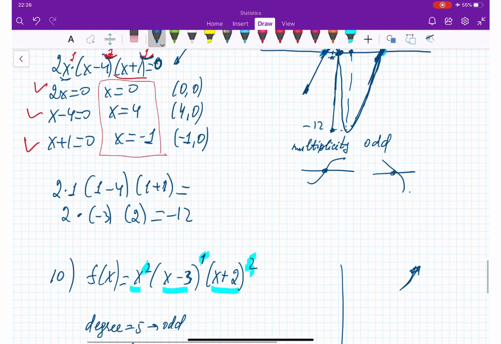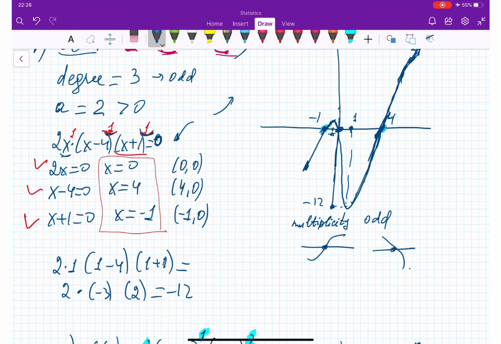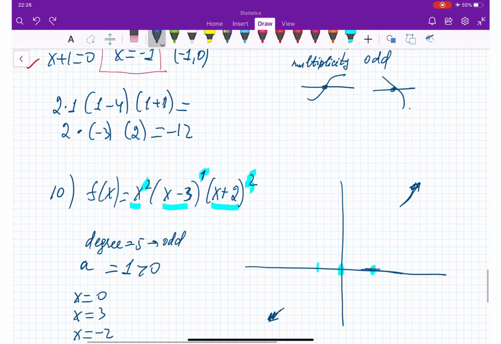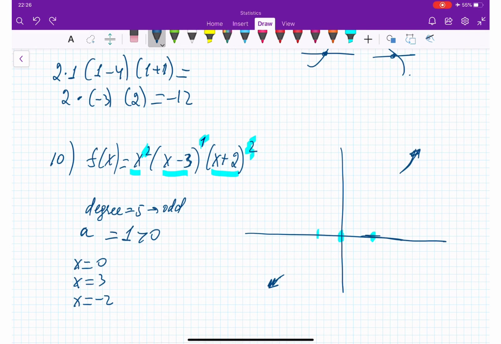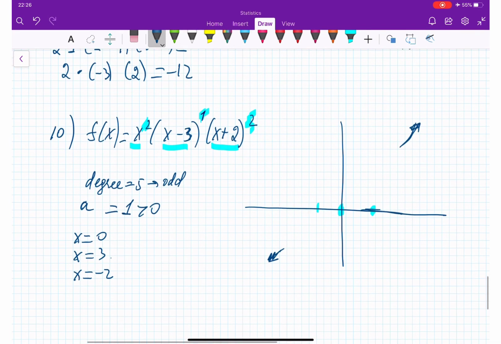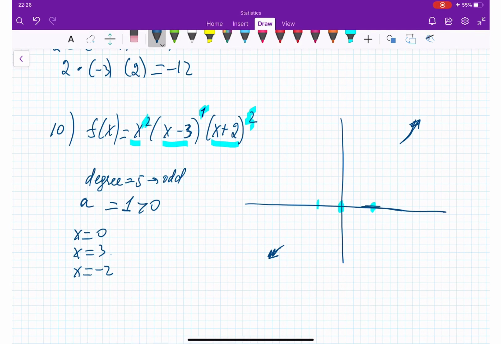How do we get it? Again, just like here, same way. 2x is 0, x minus 4 is 0, x is positive 4. See, if it's negative 4 here, positive 4 here. Positive 1 here, negative 1 here. So, looking at this, we're going to do exactly the same way. So we have only x is 0, x minus 3, then x is positive 3, x plus 2, then x is negative 2. Which means here we have negative 2, here we have 0, here we have positive 3. Okay, now we need to understand the behavior around these points.